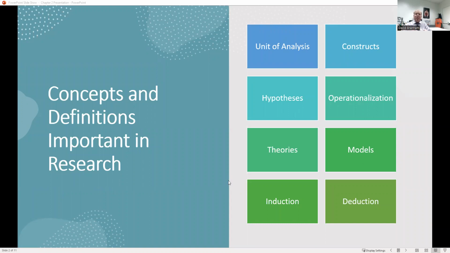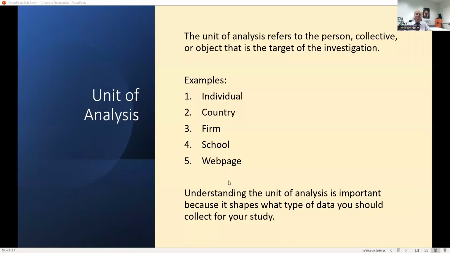This chapter starts out with concepts and definitions that are important for research. It'll be important for you to know these going forward. So these are the terms that we're going to cover in this chapter. One is unit of analysis, probably the most important term in research. Constructs, hypotheses, operationalization, theories, models, induction, and deduction. So we're going to go over these in this chapter.